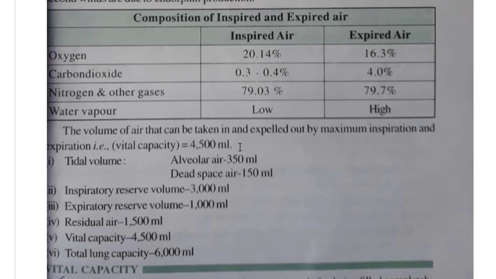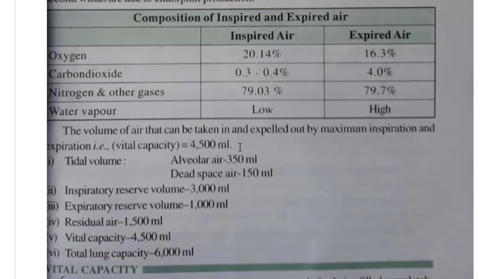When we expire, the amount of oxygen is 16.3%. So what you understand from here is that when we take air in, all the oxygen is not utilized, only a part. From 20.14%, when we are expiring, it is 16.3%. Out of 20%, now 16% remains. So out of total air volume, 4% of oxygen we have utilized. The remaining 16% is what we are expiring out.